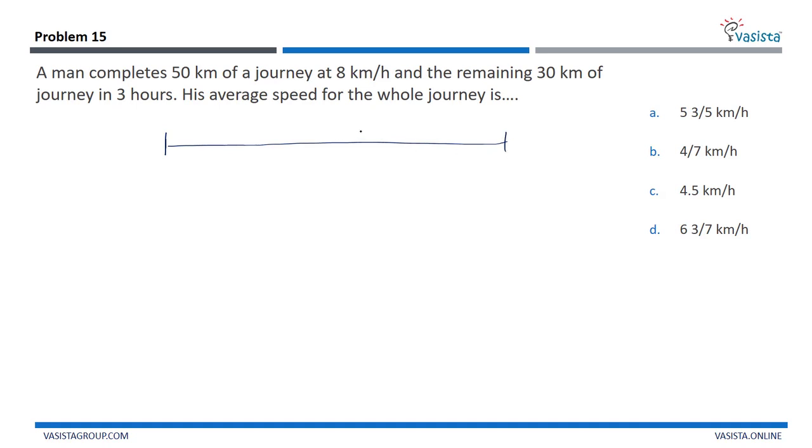So first 50 kilometers, this is 50 kilometers and this is 30 kilometers. This 50 kilometers journey is going to be covered at 8 kilometers per hour, correct? Now here they have not given the speed, we need to find it, but this 30 kilometers is going to be covered in 3 hours. We need to find the average speed.